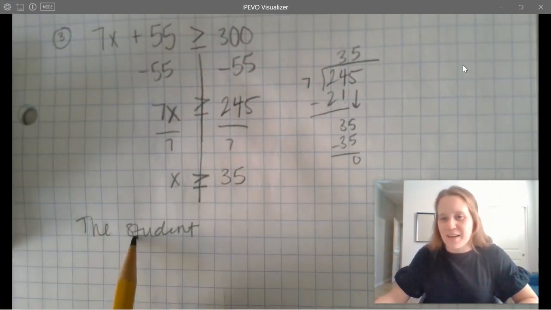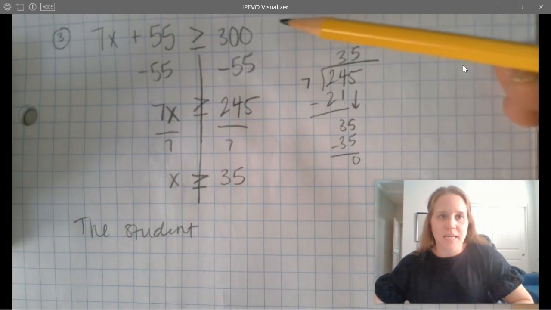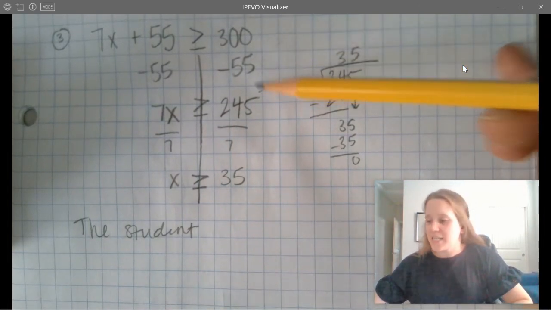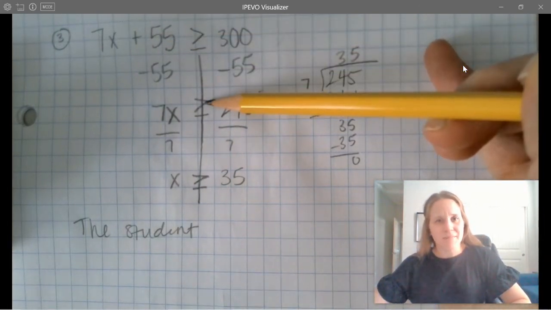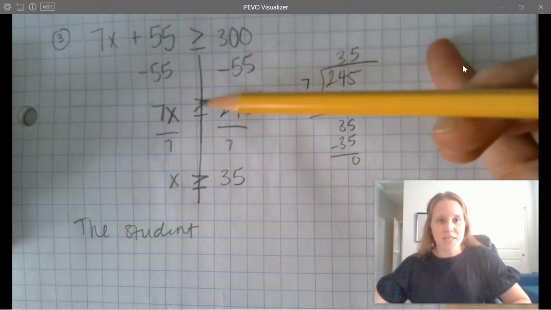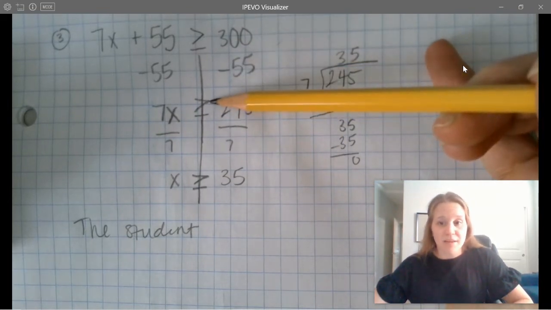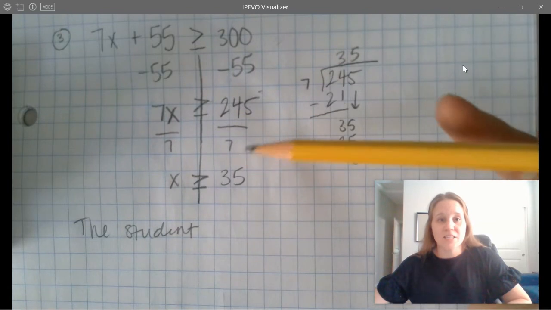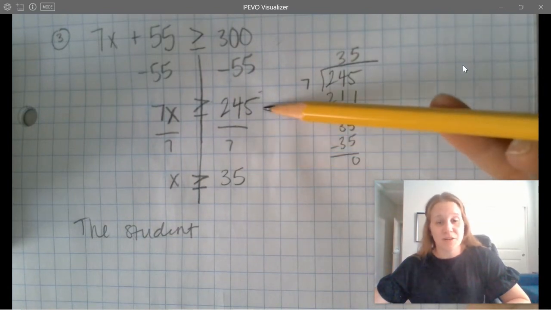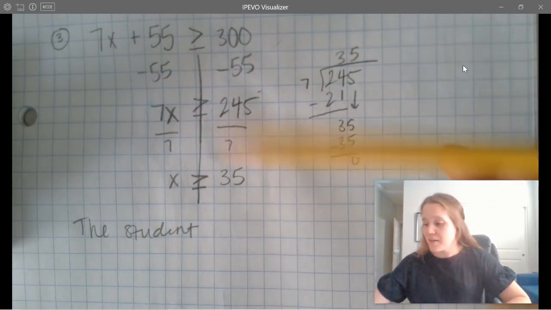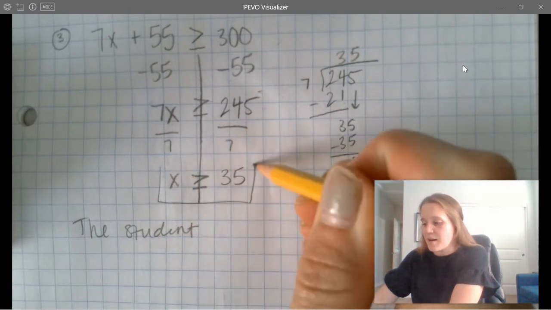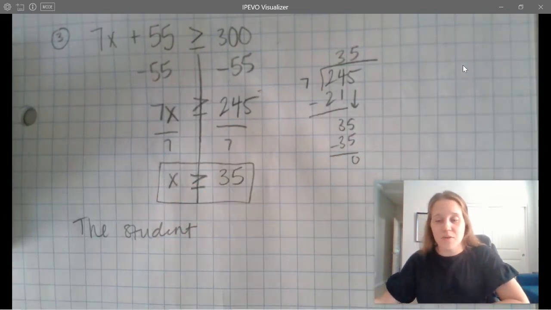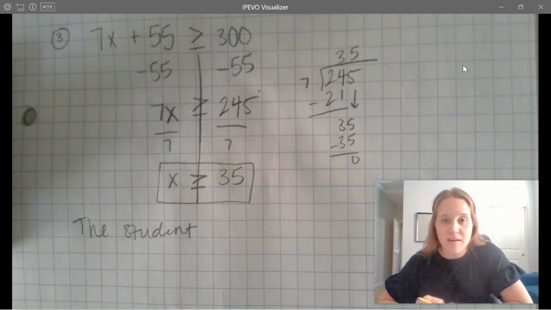I started even writing the next part. I got too excited. When I was solving, I subtracted. Did I need to flip the inequality symbol here? Nope, subtraction does not make me flip the inequality symbol, only if I multiply or divide by a negative. I don't end up having to do that here. 245 divided by 7 is 35. My solution, the first part of the answer for this problem, is x is greater than or equal to 35.